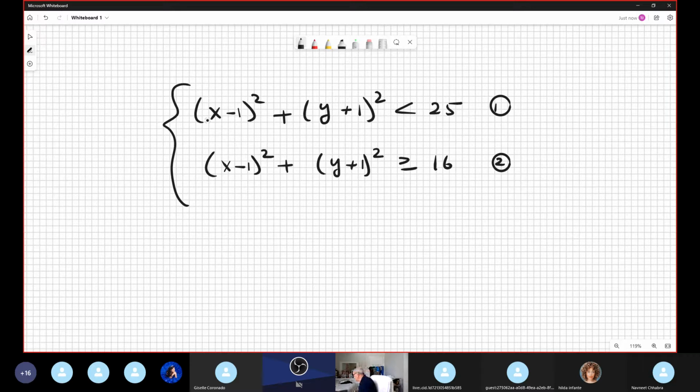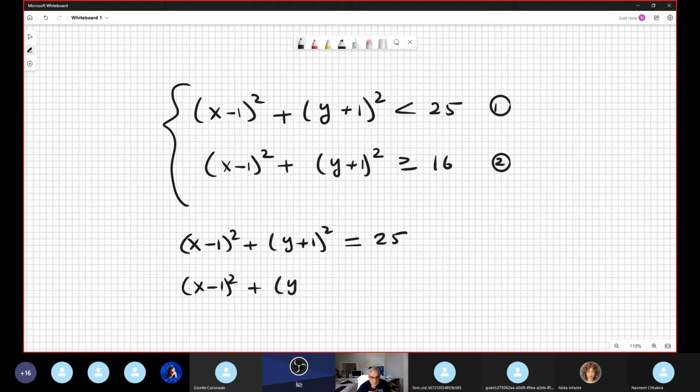And you see, you're familiar with this, no? At least the equation, no? The equation is x minus 1 squared plus y plus 1 squared, suppose equal to, to feel more comfortable, 25. And 16, why not? It's the same thing. But this is 16. This is a circle, yes or no? Remember the formula for the circle is x minus h squared plus y minus k squared equal r squared.